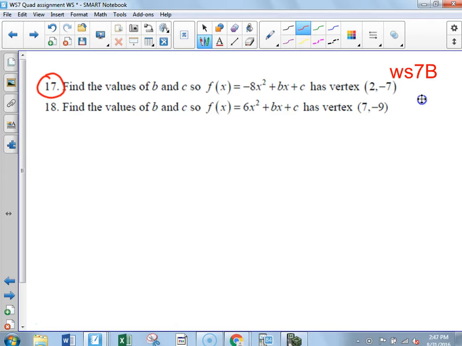This kind of got confused. All right, I'm going to show you the way I did it. I'm not sure you want to write this down. I kind of like Brooke's way better. What I did was I said I have a vertex, so I started with vertex form.